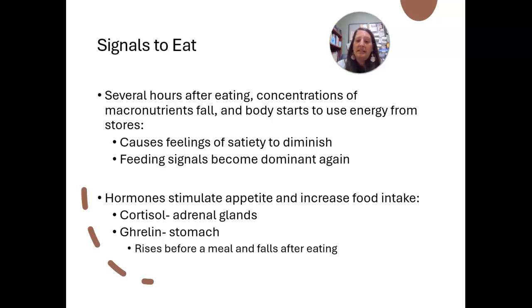There are hormones that stimulate appetite and increase food intake. Again, we've already mentioned ghrelin. Ghrelin is produced by the stomach. It will rise before a meal and fall after a meal. And then we also have cortisol, which is produced by the adrenal glands. Both of these stimulate appetite.